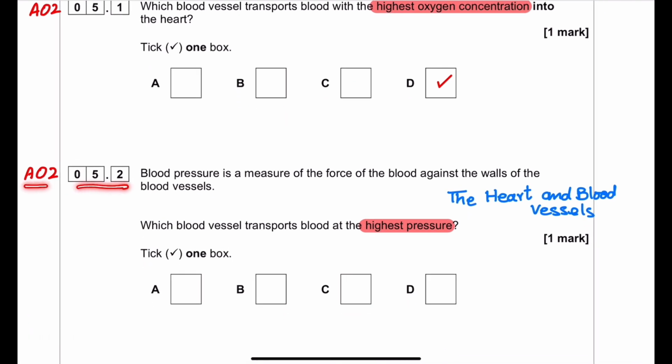5.2 is an AO2 question, and this question is again from the same topic, the heart and blood vessels. Blood pressure is a measure of the force of the blood against the walls of the blood vessels. Which blood vessels transport blood at the highest pressure? Meaning which will pump out the blood at the high pressure.